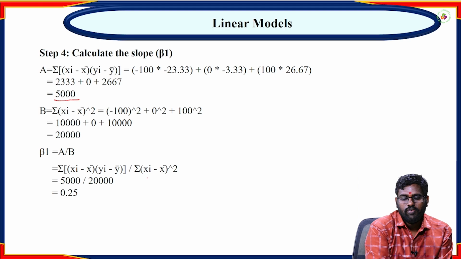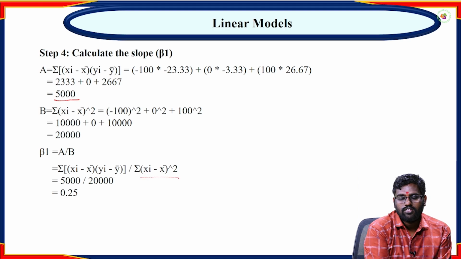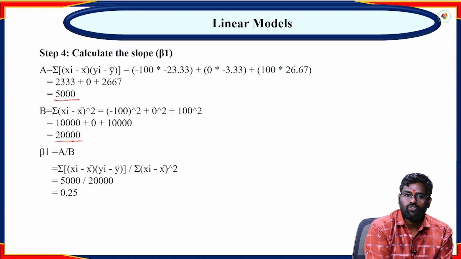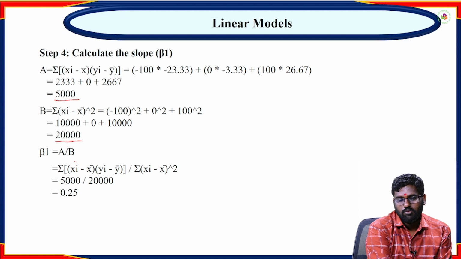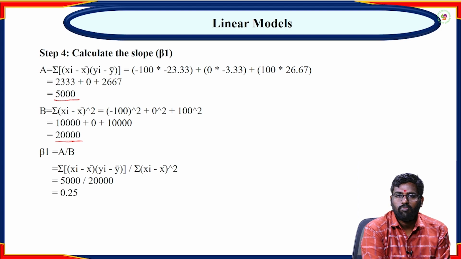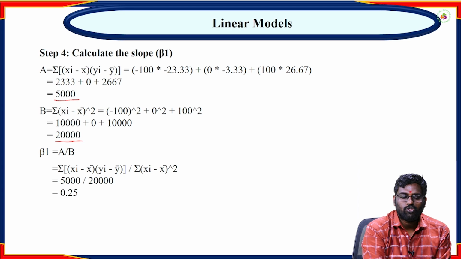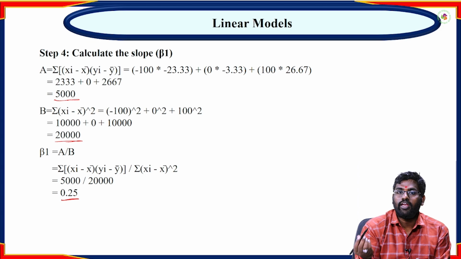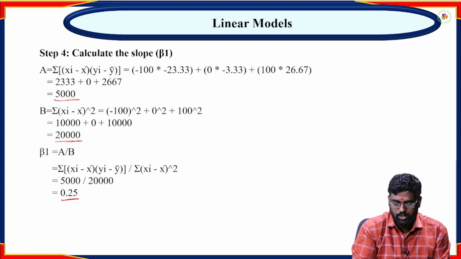Now next, the denominator value is given as sigma xm minus x bar whole power 2. So that value we are calculating, finally we get the b value is 20,000. So the b1 we need to calculate is a by b, that is sigma xm minus x bar into y minus y bar divided by sigma xm minus x bar whole power 2. So a by b, that value is 0.25. That means 25% of sales will be increased whenever we are increasing the sales for the particular product.